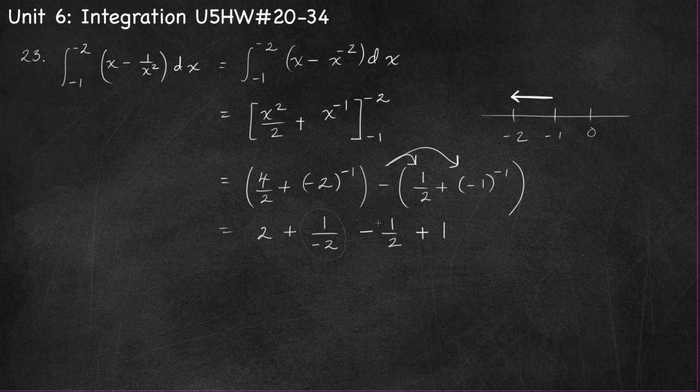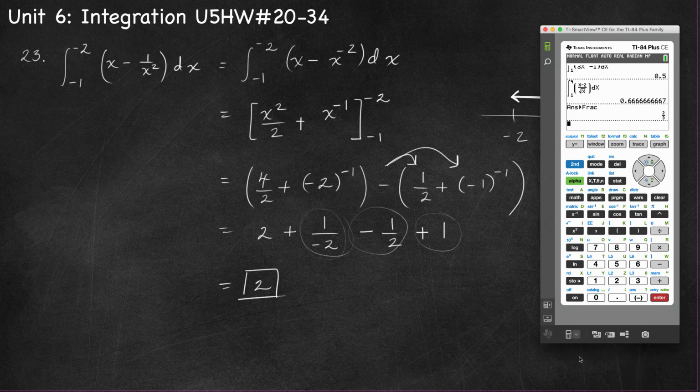Okay, so these are like terms. Minus 1/2 minus 1/2, that's minus 1. Plus 1 is just 0, so my final answer here is 2. And we can check that using Math 9. We're going from negative 1 to negative 2, and we are integrating x minus x to the power negative 2 with respect to x, and we get 2.